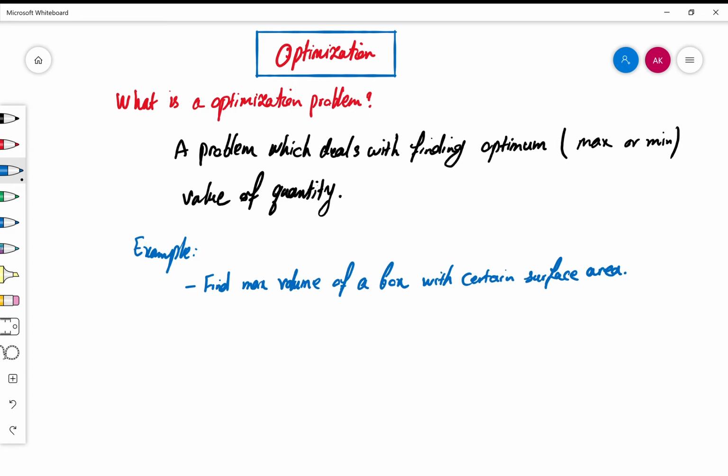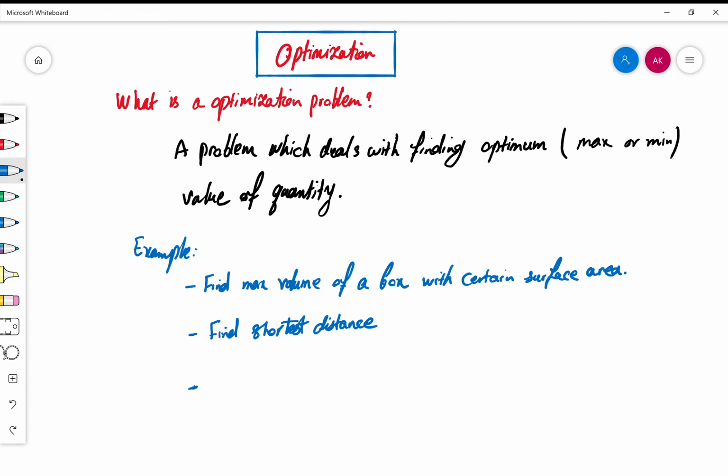Or one may look to find the shortest distance of a point from a graph, a point from something in the plane.